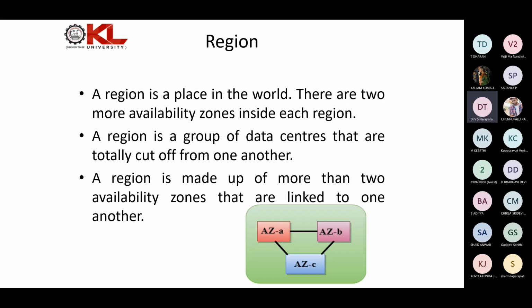A region is a place in the world where there are two or more availability zones in each region. A region is a group of data centers that are totally cut off from one another, meaning the data will be stored in more than one location. While retrieving, this is useful for data retrieval. Redundant data sets are maintained here. A region is made up of two or more availability zones that are linked to one another.